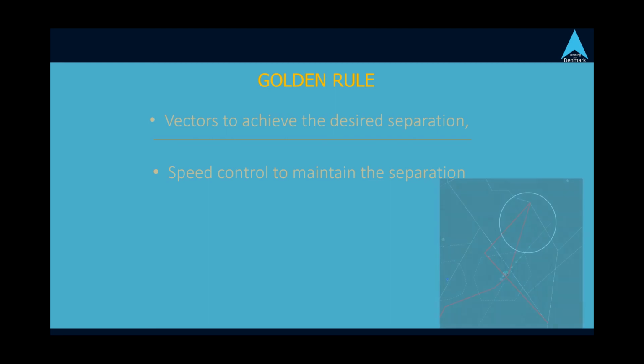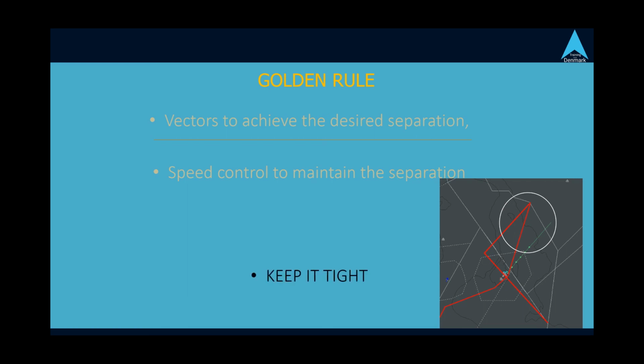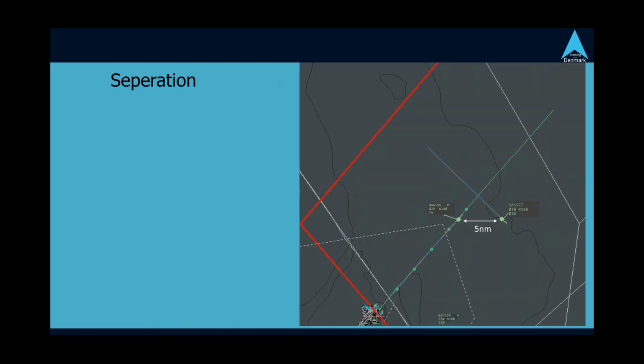Remember the golden rules. The vectors are to achieve the desired separation. Speed control is to maintain the separation. This is very important when you come into final approach management. Remember, you want to keep it tight. You don't have a lot of space to deal with. Longer separation means a longer backlog. So once you need 5 nautical miles, keep 5 nautical miles. This is the way to do it, because otherwise you easily find yourself out of your depth because you have so many aircraft and backlogs coming up.